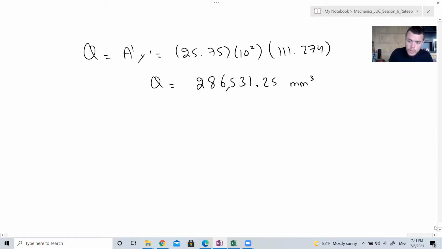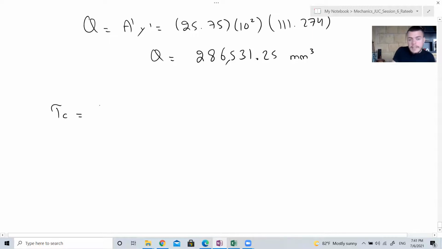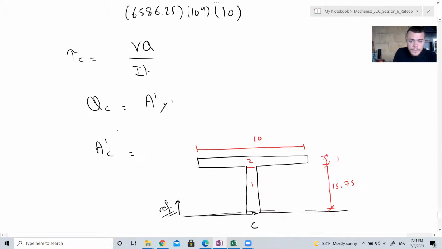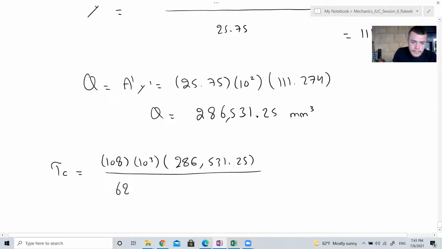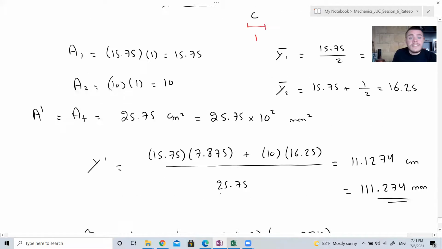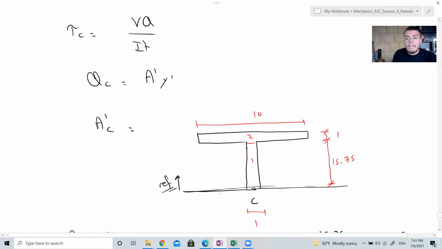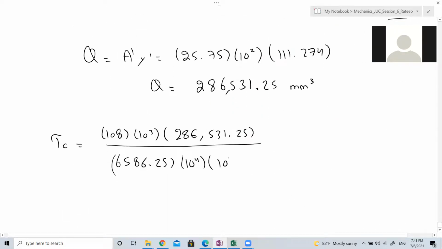So tau at point C is V, which is 108 times 10 to the power 3, Q is 286,531.25 over I, which is 6,586.25 times 10 to the power 4. What is T, the thickness at point C? It would be one. No, 10 millimeter. Right, I mean 1 in centimeters.